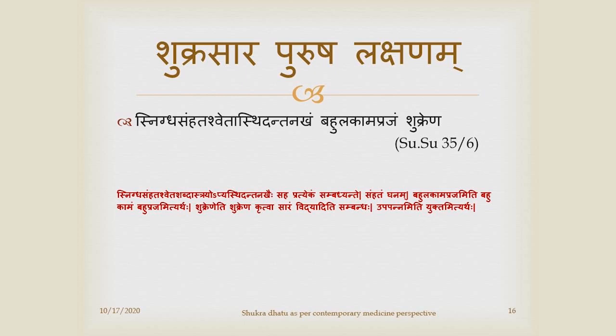According to Sushruta Samhita Sutrasthana, he says that Snigdha Samhata Shveta Asthi Danta Nakha Bahula Kama Praja Shukrena. That is, Asthi, Danta, bones, teeth and nails are Snigdha, oily, Samhata, compact, Shveta, white in color. And Bahula Kama Praja means Bahu Kama, Bahu Praja, excess desire towards sex. And Bahu Praja, more progenies will be there for a Shukrasara Purusha.